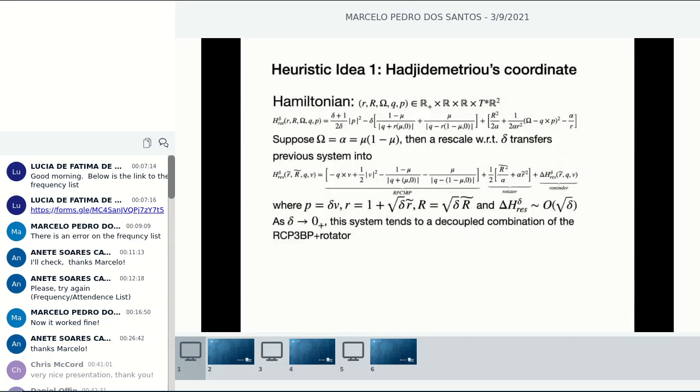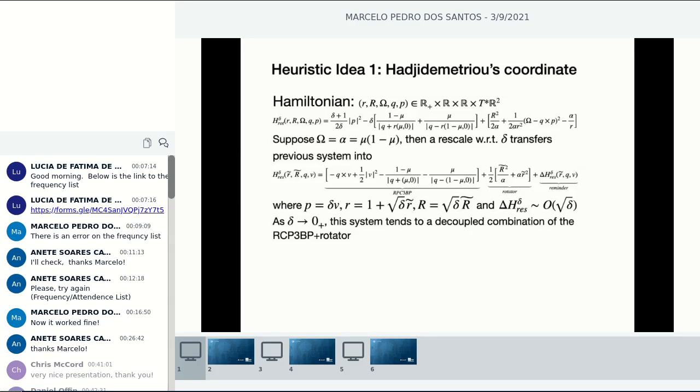So the first ingredient is the Hill-type rotating coordinate. Basically, we transferred the original equation from the Cartesian coordinate to the following rotating coordinate. Q and P are the relative distance between Neptune and the center of mass of the Sun and Jupiter. So it's the relative distance. And for the Sun and Jupiter, we just consider the center of mass and we introduce the polar coordinate.